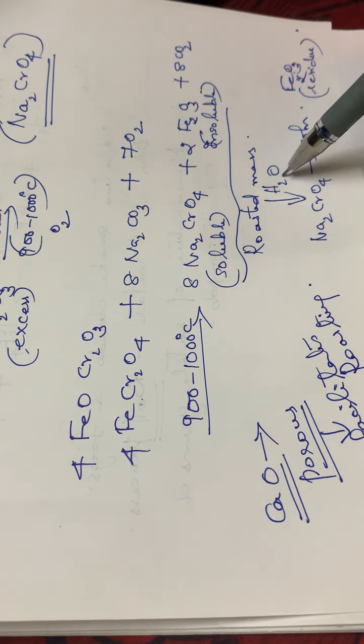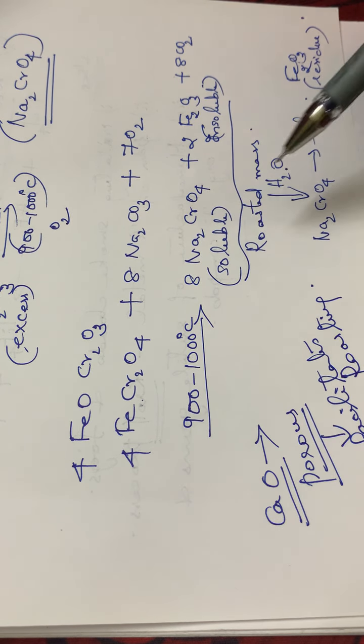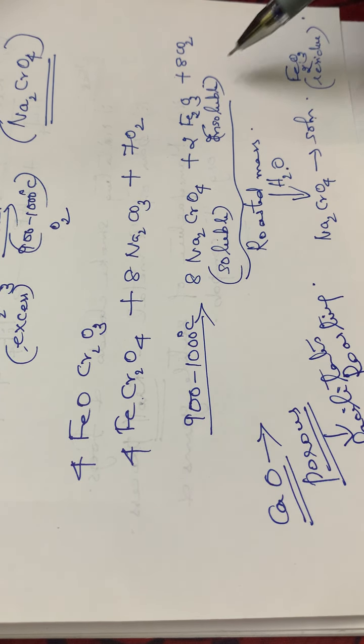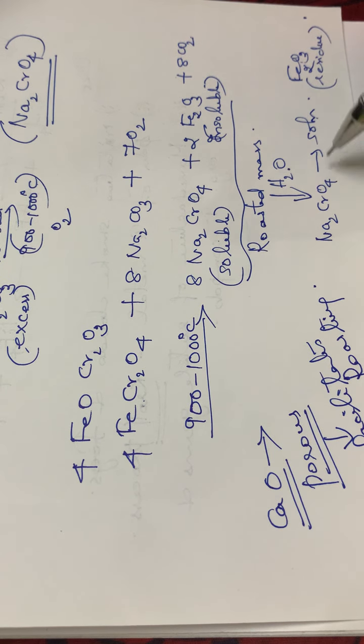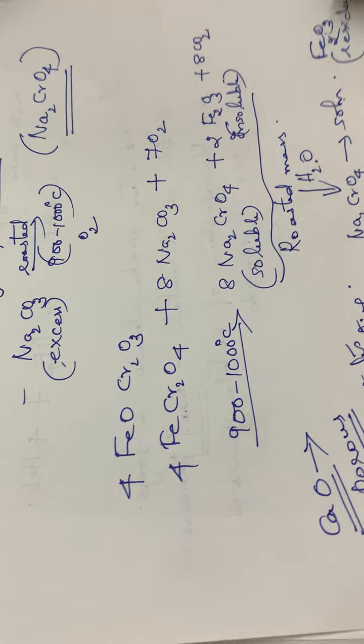Then when it is extracted with water, sodium chromate, which is soluble, will go into the solution, and iron oxide, which is insoluble, will be left out as a residue. So from the solution, we can obtain the sodium chromate. Okay. Then the next step, the second step.